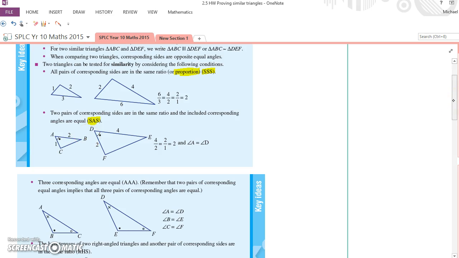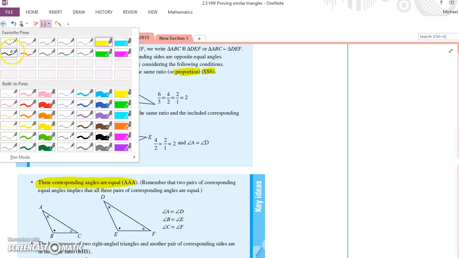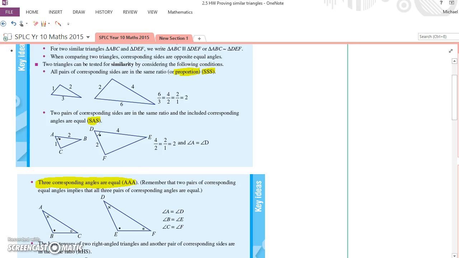The third one, this is the first one that's different to the congruence tests. Three corresponding angles are equal. This will guarantee that your triangles are similar. If they have all the same angles, they will be similar. This is also true for all squares.